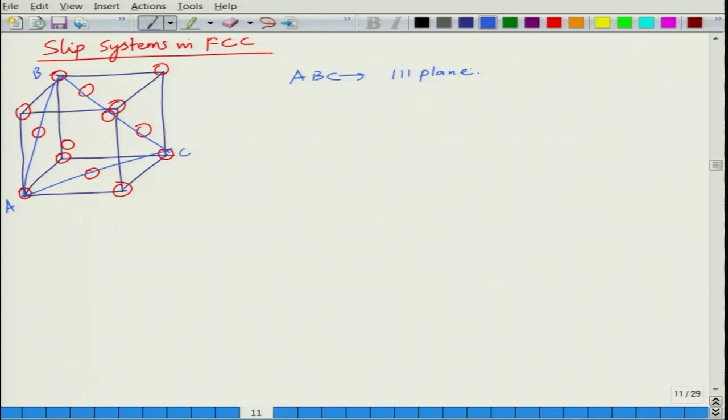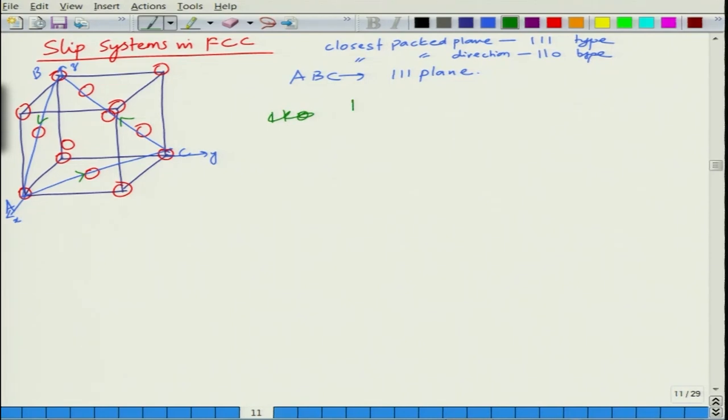So we saw that for FCC, the closest packed plane is 111 type, and the closest packed direction from the calculations is 110 type. So let us find out different combinations. In this 111 plane, if this is X, this is Y, this is Z, there are three 110 directions. One is this, second is that, third is this. What are these directions?